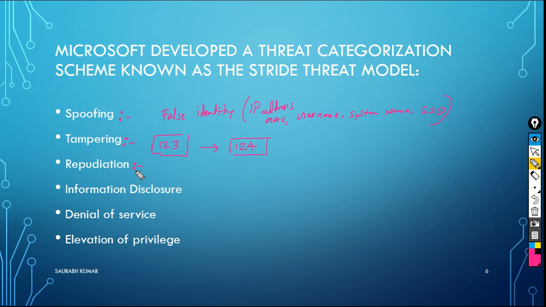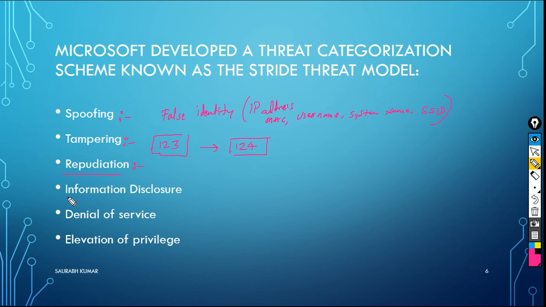Then third we have repudiation. Repudiation is the ability of any user or attacker to deny having performed an action or activity. Maybe I am an IT person, I made some changes in the system, and then I deny it, saying I am not the one who did this task. That is what repudiation means. So we have to take care of how we can have non-repudiation.